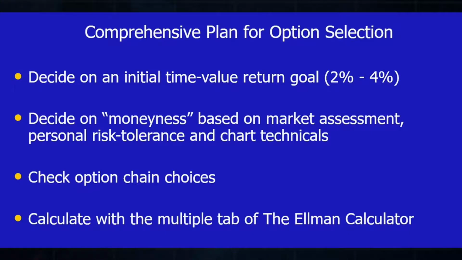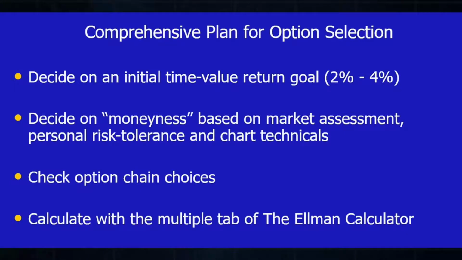In my case, I'm looking to set up trades with a 2 to 4% initial time value return for near the money strikes with a 1 month expiration. I cut that in half in my mother's more conservative account. It's different for everybody. There's no right or wrong here. But you have to establish what your return goal range is in order to know what option to select.